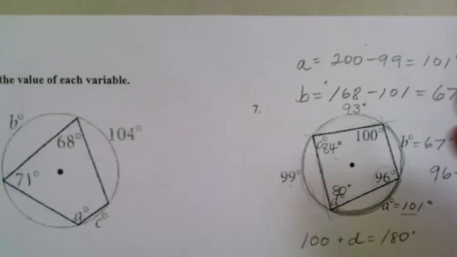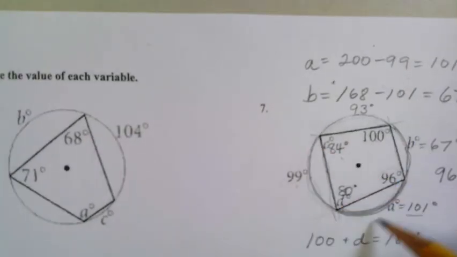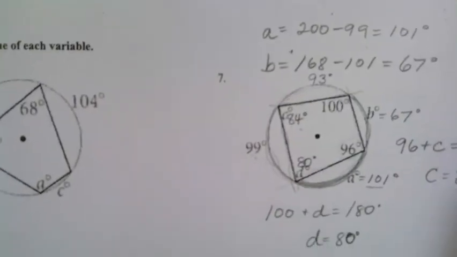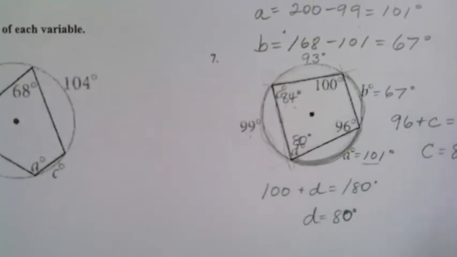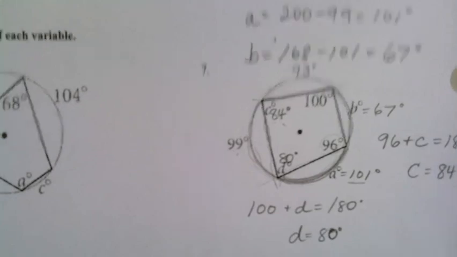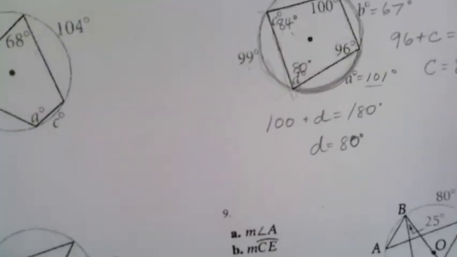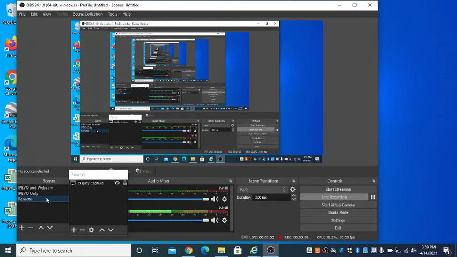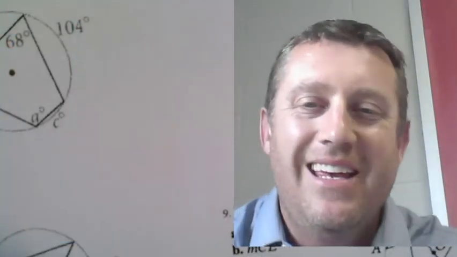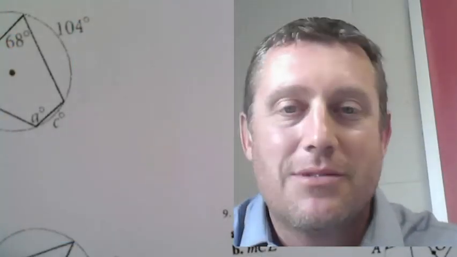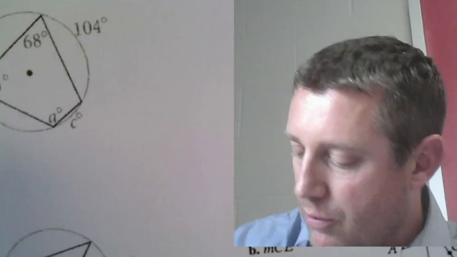I hope that makes sense. I hope you understood how I looked at these angles and the arcs opposite and was able to figure out the different parts of those problems. So I want you to go ahead and figure out the rest of the problems on the worksheet, not that one, sorry. Let me know if you have any questions.